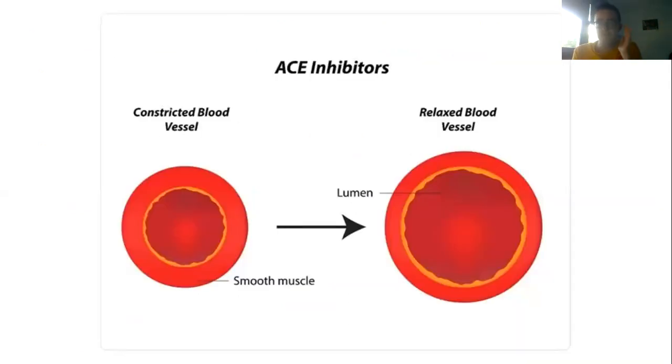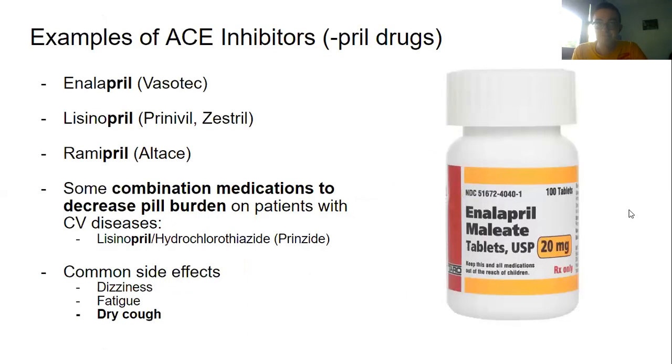And this is just an illustration of how ACE inhibitors work. You see a constricted blood vessel, which would force more blood through it. It would be a little bit of a tighter space and therefore higher blood pressure. By relaxing that smooth muscle around the constricted blood vessel, you increase the space in the lumen, that empty space, for all of the blood to flow through. And that's what lowers the blood pressure.